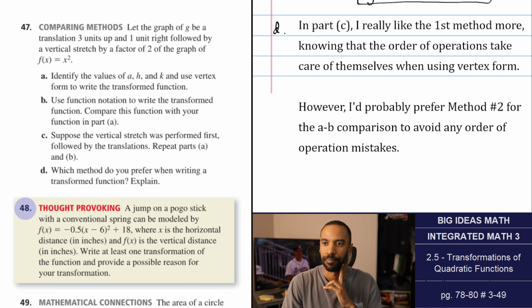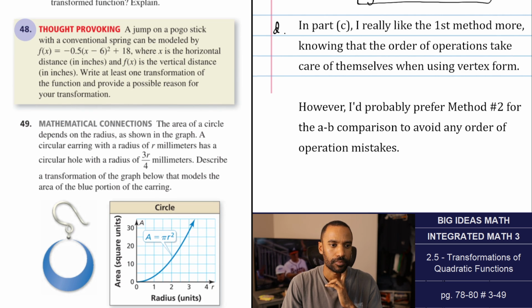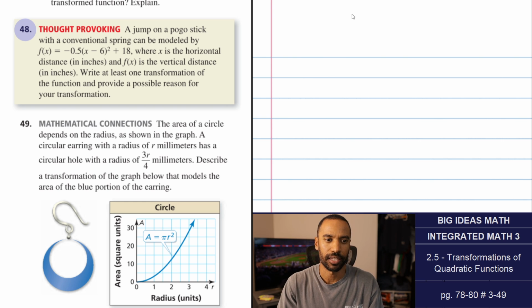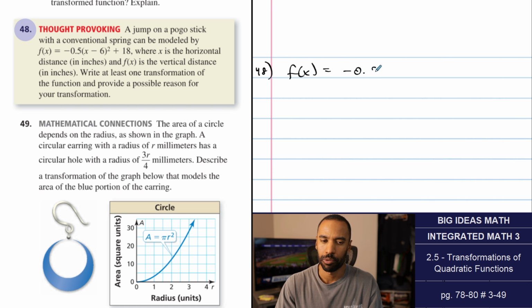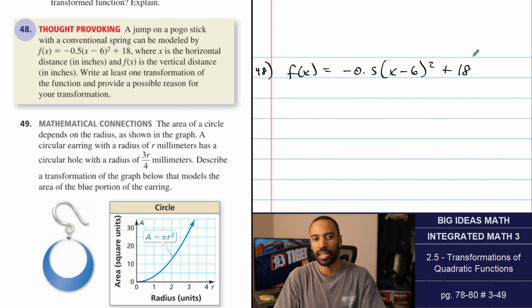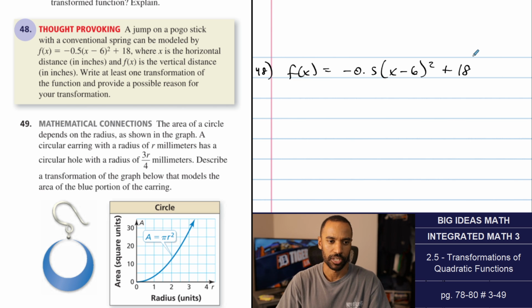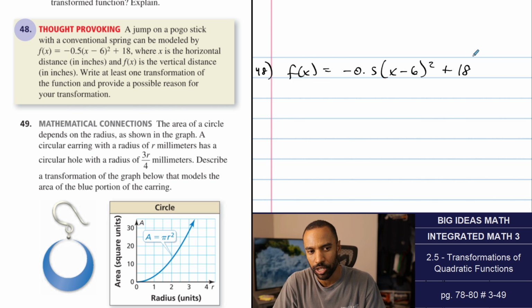All right. Number 48. 2 more questions. Thought-provoking. A jump on a pogo stick with a conventional spring can be modeled by f of x equals negative 0.5 times (x minus 6) squared plus 18. This is vertex form, where x is the horizontal distance in inches and f of x is the vertical distance in inches. Write at least one transformation for the function and provide a possible reason for your transformation.